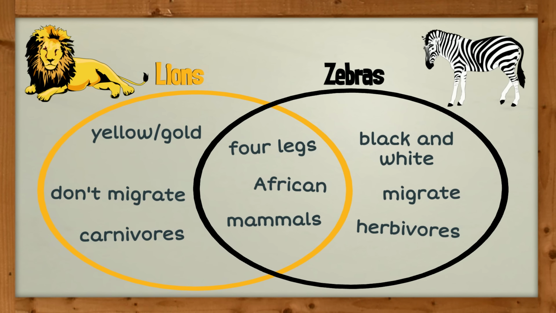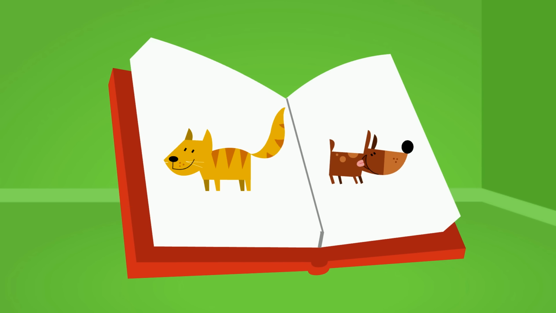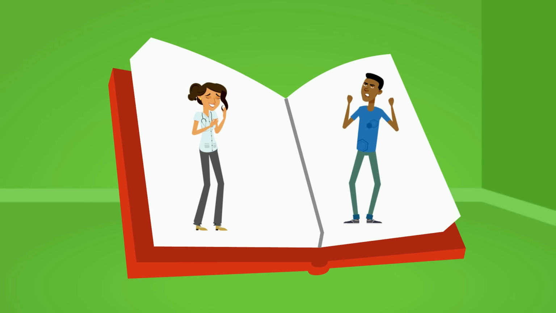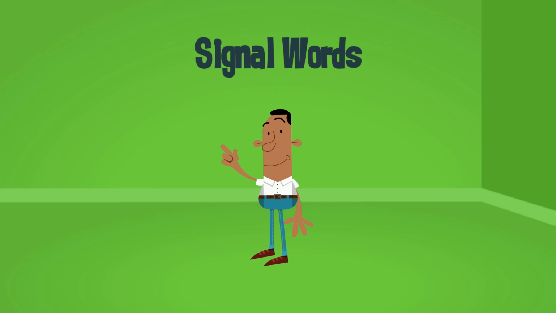We can use the term comparing more broadly to refer to finding both similarities and differences. Authors often compare and contrast ideas and subjects within texts, and it's our job to make sense of the comparisons they've made. Identifying signal words within texts makes comparing easier. Let's have a look at some words that authors use to compare and contrast.